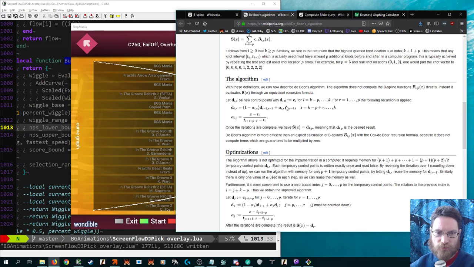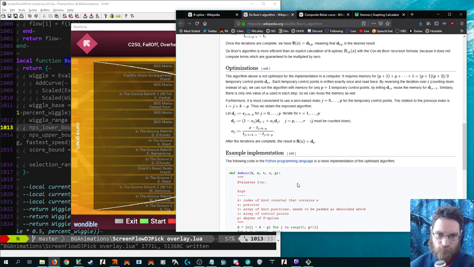It does not compute the B-spline directly until it evaluates S with an equivalent recursion formula. The iterations are complete. We have S(x) equals d_k^p as the desired result, which are guaranteed to be multiplied by 0. Now, for the implementation on a computer, it requires memory for p plus 1 to p plus 2 temporary control points d_i^r, each written once and read twice. But by reversing the iteration over i, counting down instead of up, we need memory for only p plus 1 temporary control points, by letting d_i^r use the memory for d_i^(r minus 1). So we can reuse the memory as well.